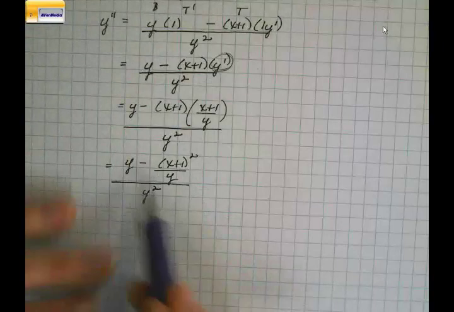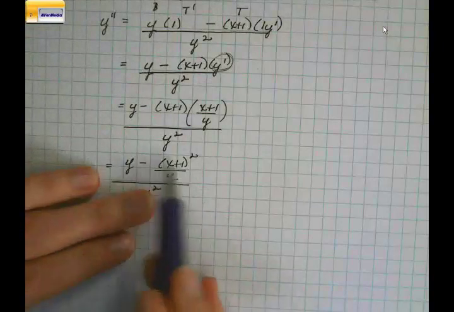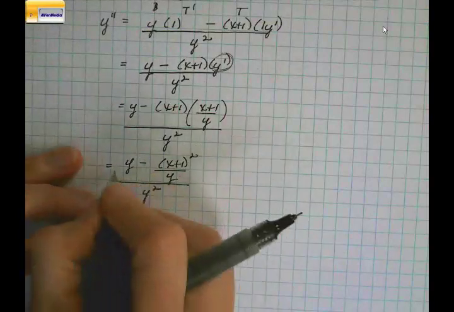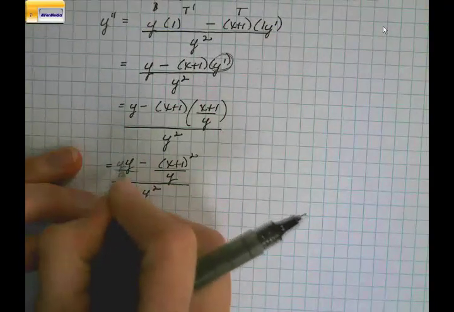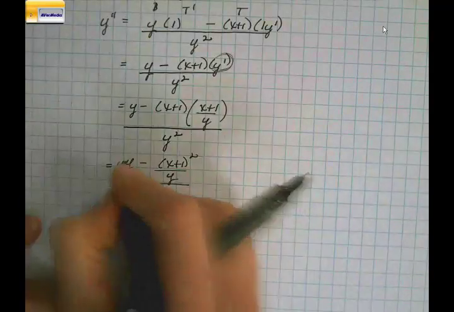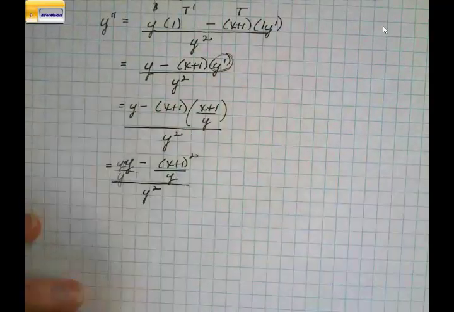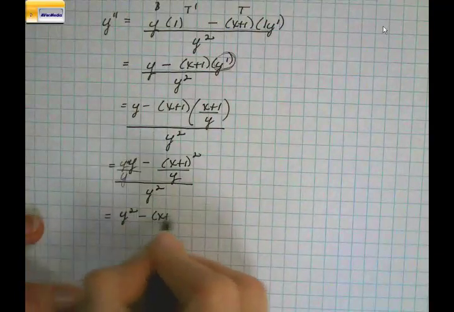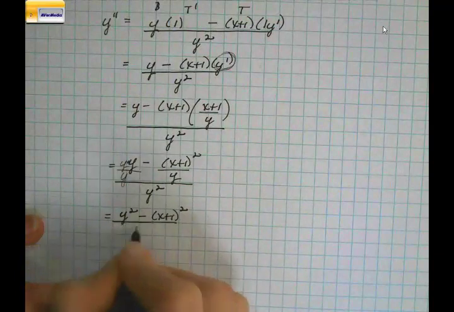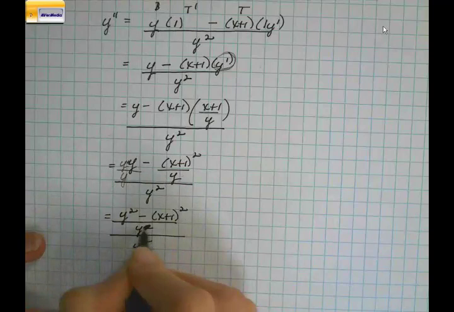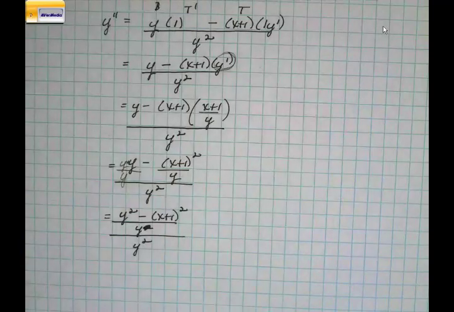Now, in the numerator part of this complex fraction, if I want a denominator of y, then I'd have to multiply this times y over y, right? Y over y, which is equivalent to 1. So this becomes y squared minus x plus 1 squared over y, all over y squared.